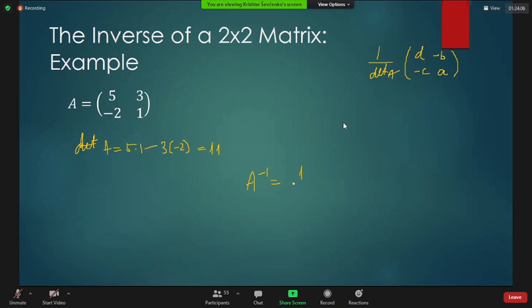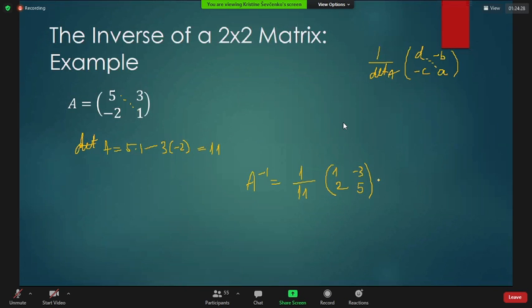So it is 1 over 11 times... Now D and A get exchanged, so I have 1 and 5. And 3 and minus 2 simply get the opposite sign. So 3 becomes minus 3 and minus 2 becomes 2. And that's the inverse matrix.